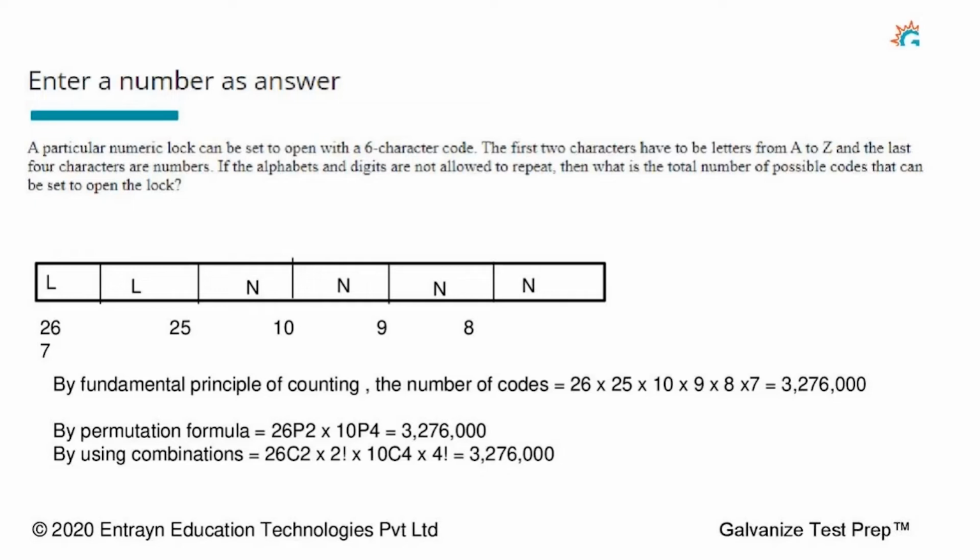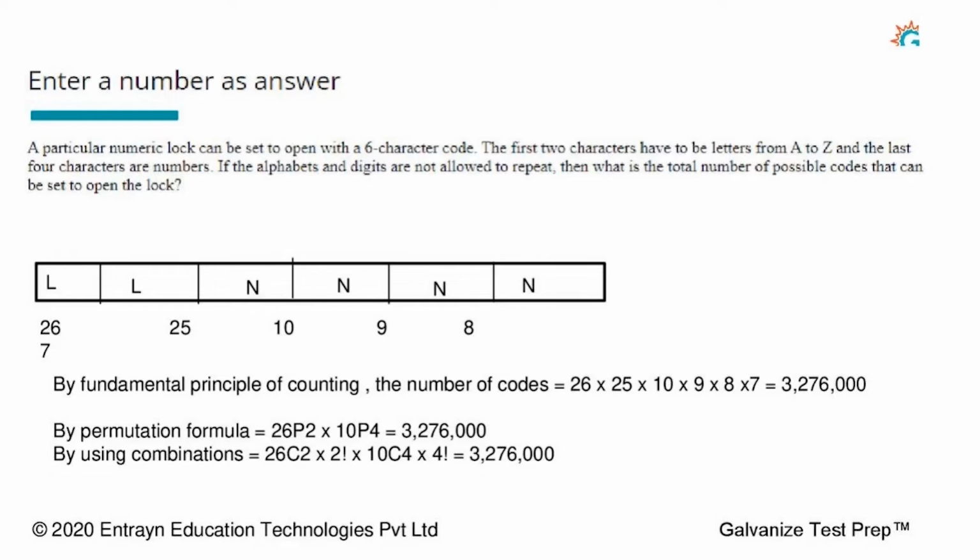By using combinations, it is 26C2 times 2 factorial. Why is this 2 factorial? Because after you choose 2 alphabets from 26 alphabets, then you need to rearrange those 2 alphabets that you have chosen. Again, after you choose 4 digits from 10 digits, then you have to rearrange them. When I say rearrange, what does it mean? From 26 alphabets, suppose I'm going to pick A and B. Now, first slot can have A, second slot can have B, or the first slot can have B, second slot can have A. There are 2 factorial ways of rearranging it.